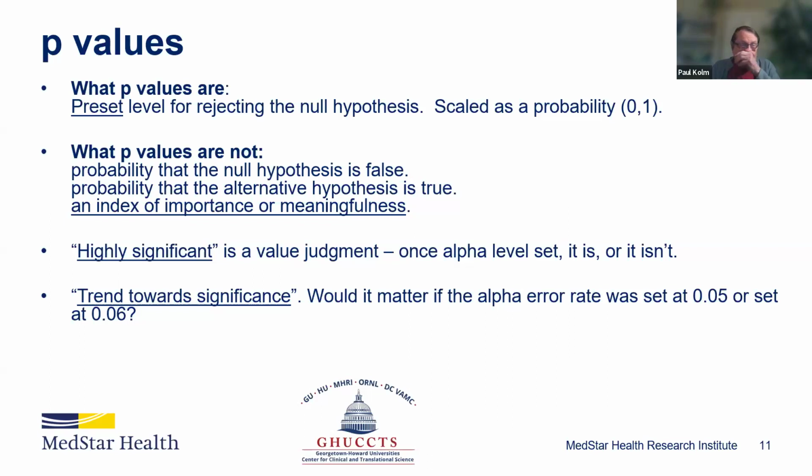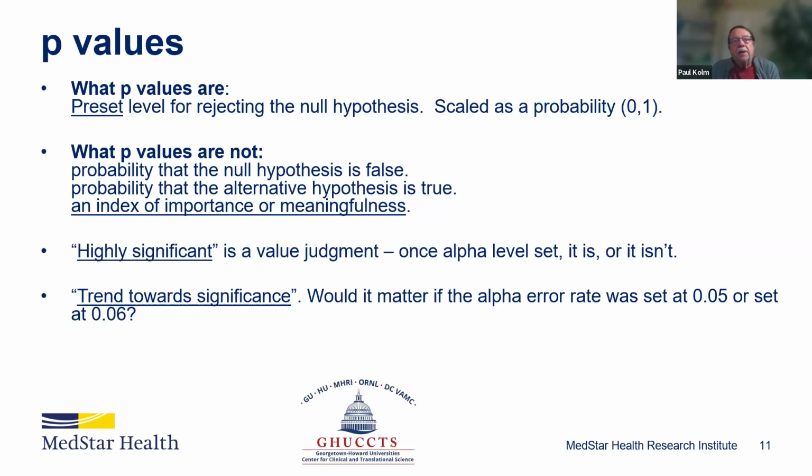Sometimes you've seen, although this might be becoming less apparent, the term highly significant, and that's typically given when the p-value is, say, less than 1 in 1,000 or 0.001. But that's a value judgment, highly significant, and so that should not be used in declaring something significant. Once you've set the alpha level, it either is or it isn't.